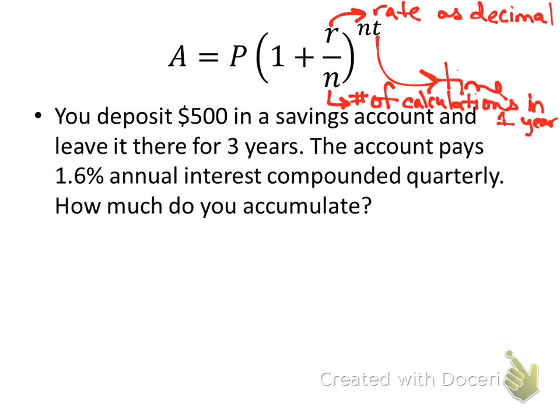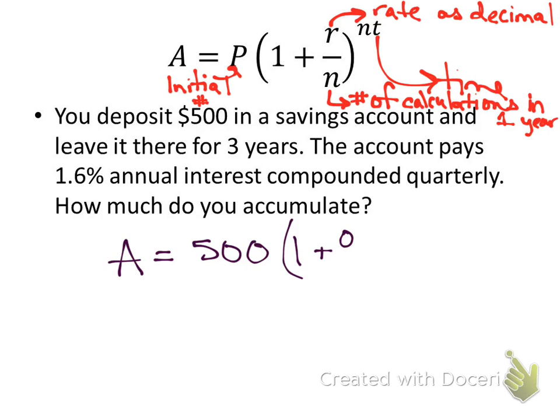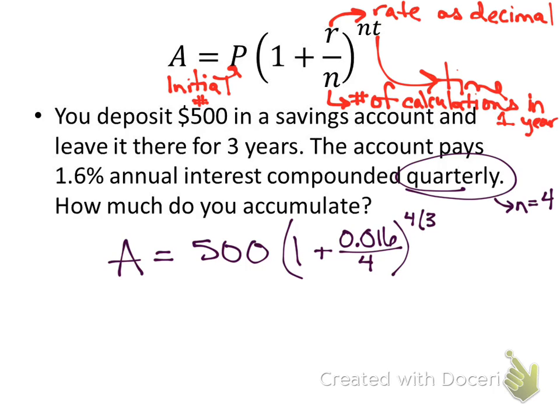And then the P is your initial amount, your principal. Initial number. So in this case, our initial number is 500. Start out with 500. Our rate is 1.6%, so it's going to be 0.016. And then number of calculations in a year. So it says 1.6% annual interest compounded quarterly. So once we see this word quarterly, that means you're coming back to this amount 4 times in a year. So N is going to be 4. Anywhere I see an N, I'm putting in a 4. And then in the exponent, I'm going to have 4 times 3 years.